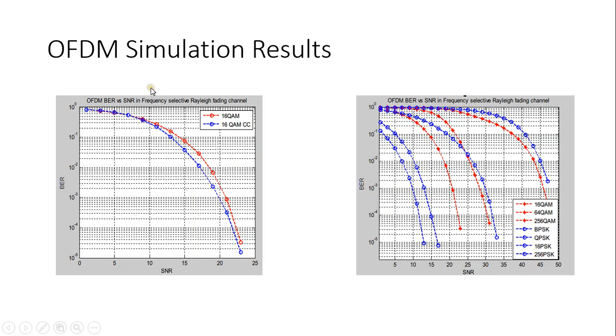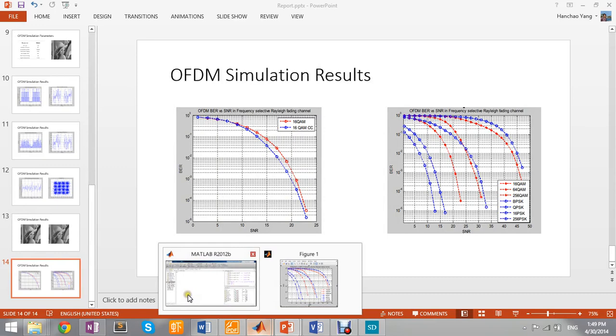And this is the OFDM simulation. The figure on the left shows the influence of channel coding in the OFDM system. The blue one is with channel coding, and the red one is without channel coding for 16QAM. And the figure on the right shows the BER performance for different modulations. And now I will show you my program.